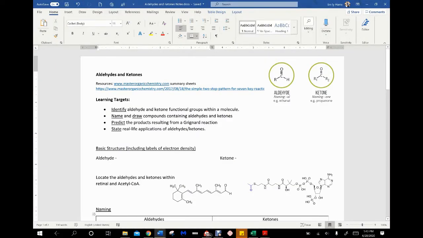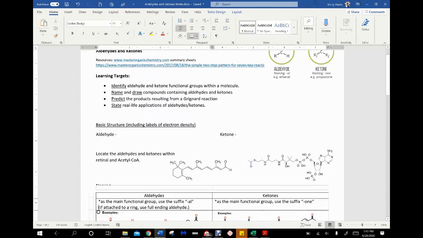And the learning targets for this section are very similar to what we did yesterday. We'll start out just by recognizing those functional groups, naming and drawing them, predicting some products, and then you'll end off with looking at some real life applications.